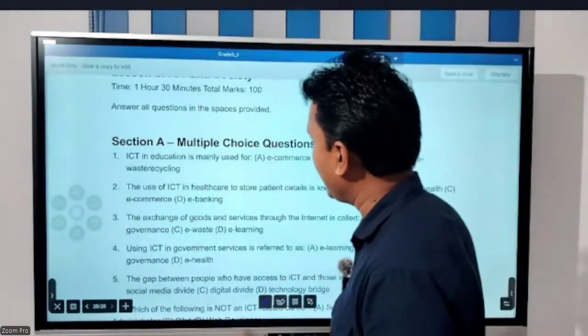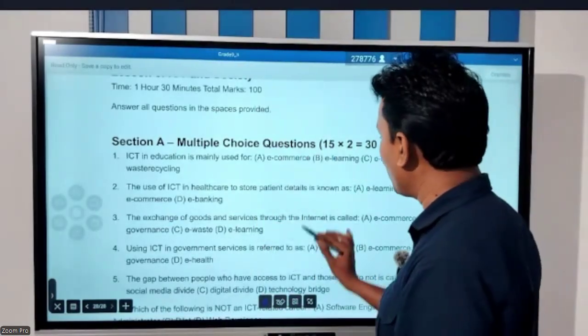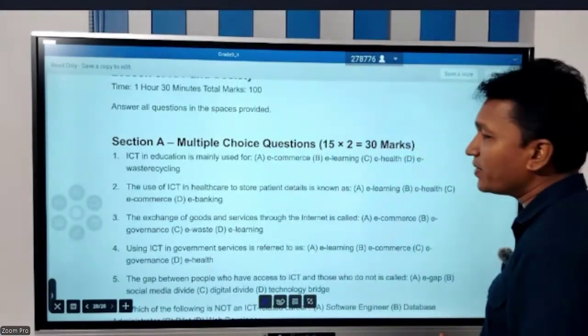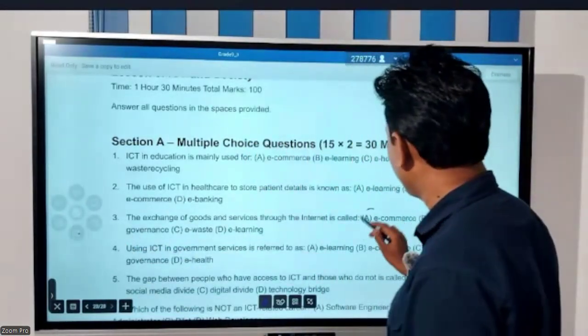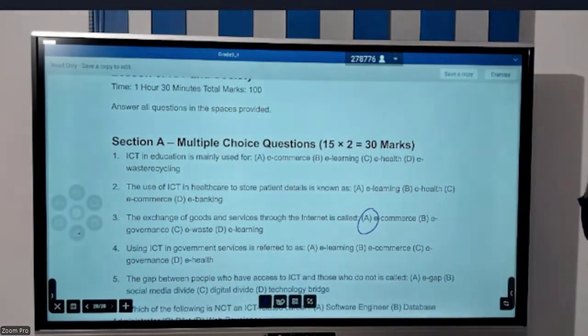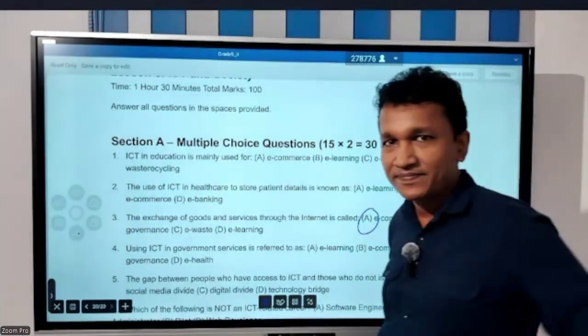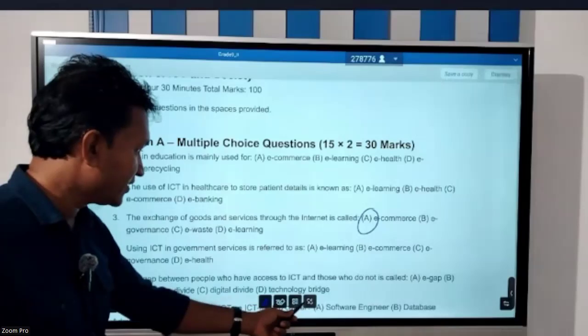So the question number 3, the exchange of goods and services through the internet is called e-commerce. Answer is e-commerce. Got it? Yes, right, good.